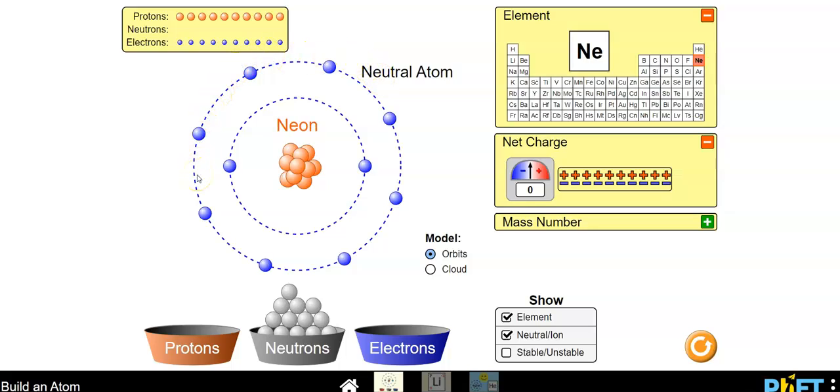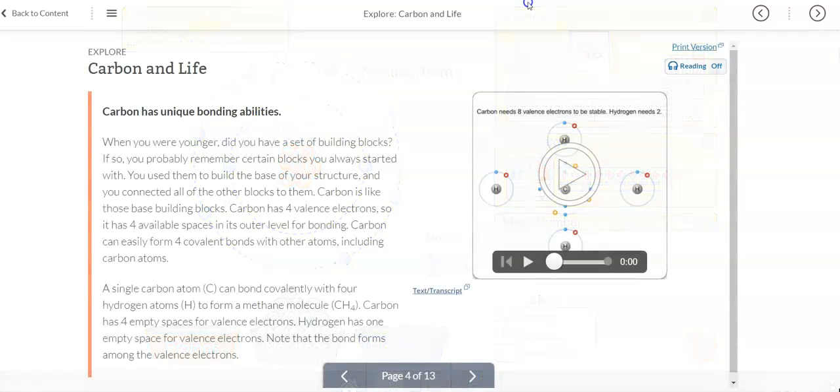An atom is not stable until its outer level contains the maximum number of electrons. If the outer level of an atom holds fewer than the maximum number of electrons, the atom will undergo changes until its outer level is full. Then the atom is more stable. Carbon has unique bonding abilities.